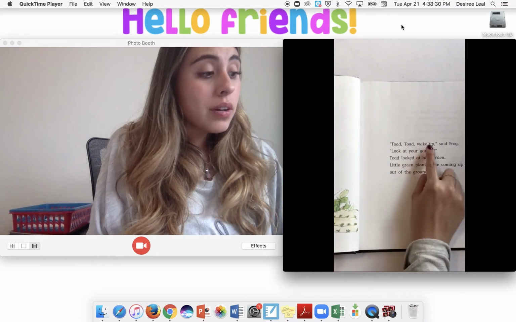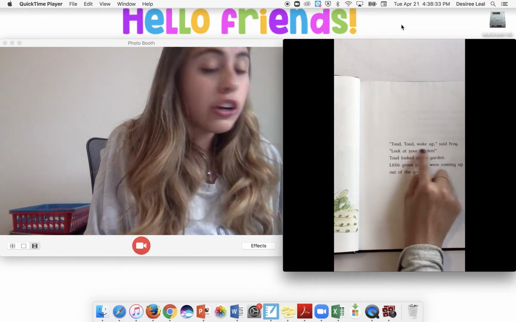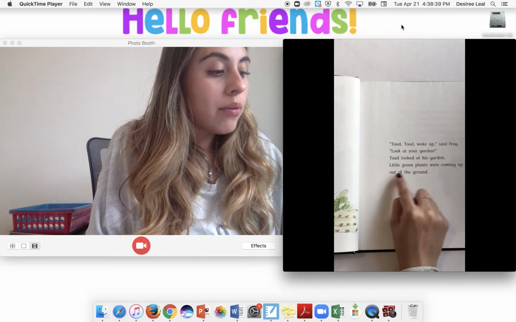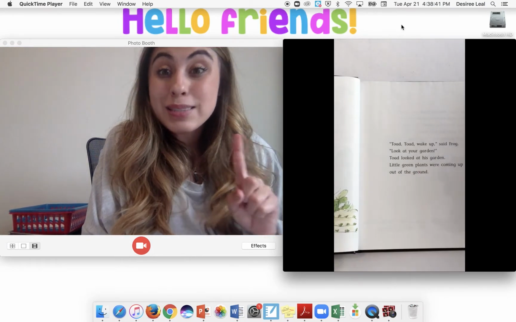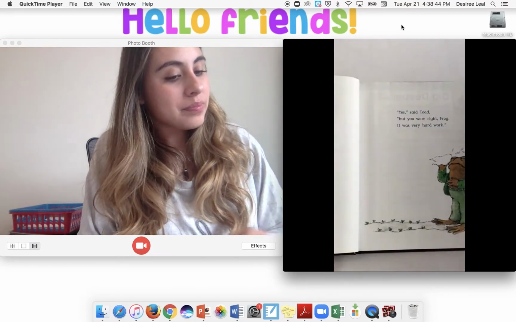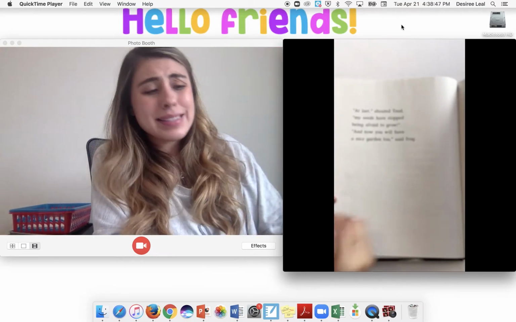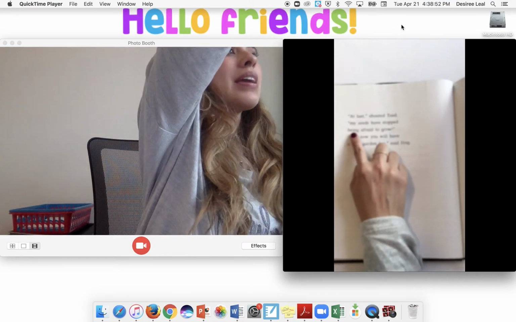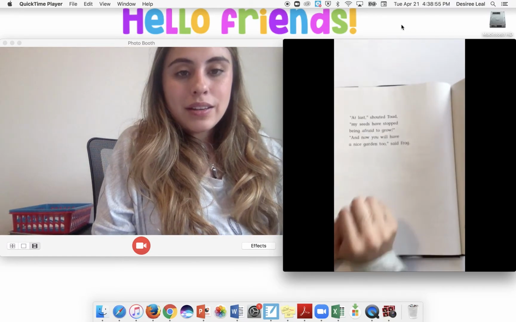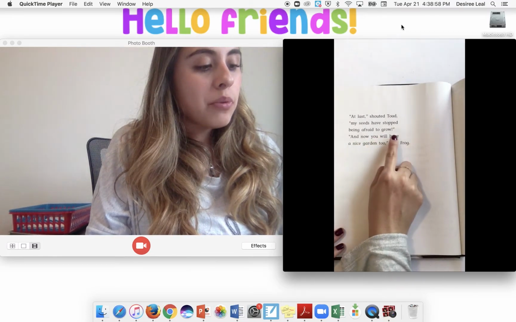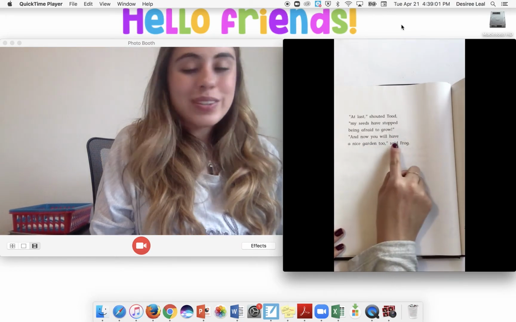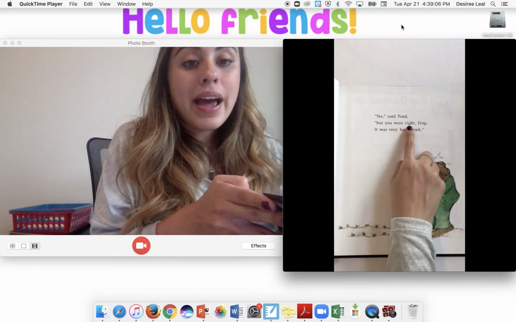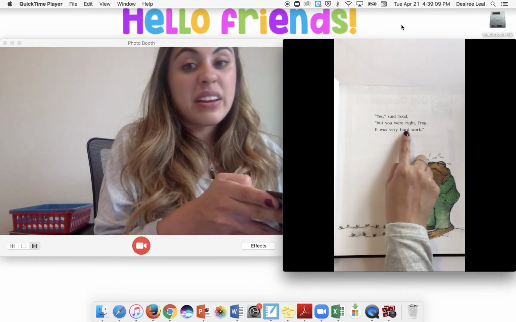"Toad, Toad, wake up," said Frog. "Look at your garden." Toad looked at his garden. Little green plants were coming out of the ground. "Oh, that is a sprout." "At last," shouted Toad, "my seeds have stopped being afraid to grow." "And now you will have a nice garden too," said Frog. "Yes," said Toad, "but you were right, Frog. It is very hard work."